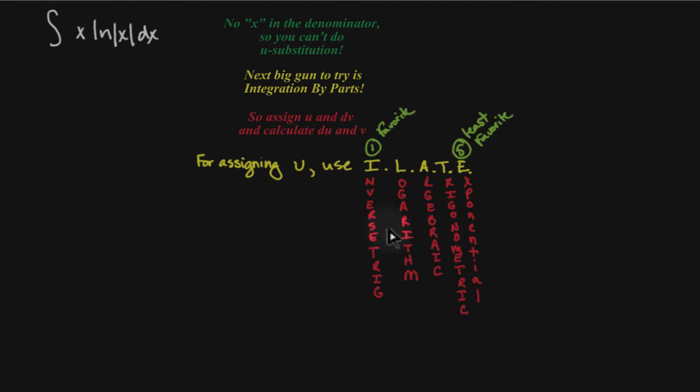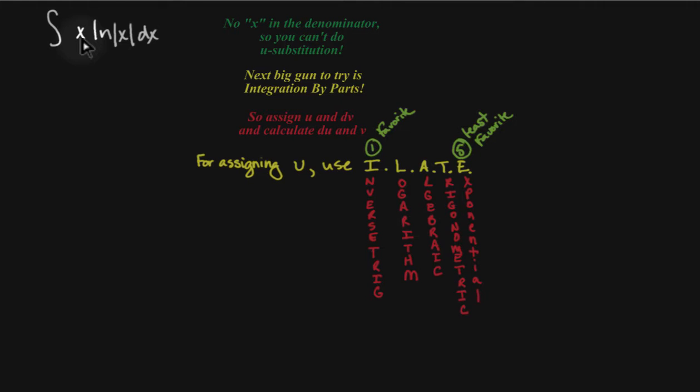Well, ILATE stands for inverse trig, logarithmic, algebraic, trigonometric, or exponential. Inverse trig is going to be the favorite for you. Exponential is going to be the least favorite.